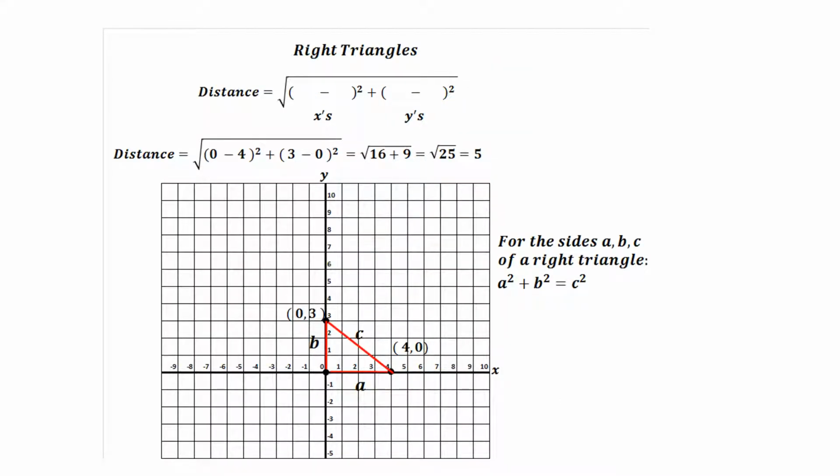Right triangles. Now, we have 3 dots. One's at the origin, 0, 0. Another dot is at 4, 0. Another dot is 0, 3.